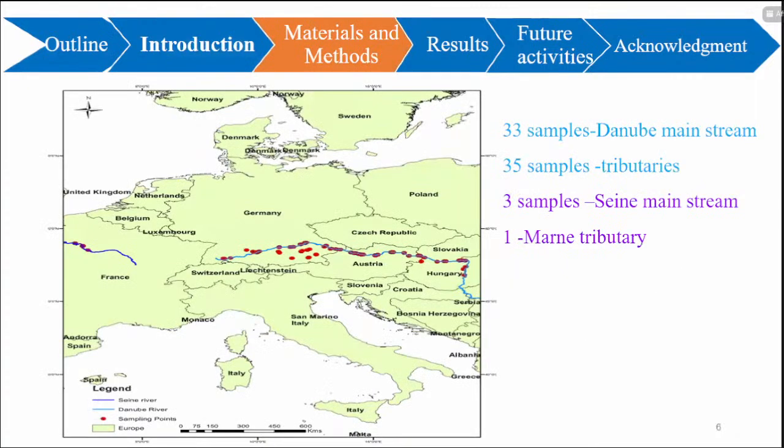Here is the sampling from the Danube River. There are 33 samples from the Danube mainstream, and 35 samples were collected from the tributaries of the Danube River, and 4 samples from Paris during the last summer school. We collected 3 samples from the mainstream and 1 from the Marne tributary, upstream and downstream of Paris.